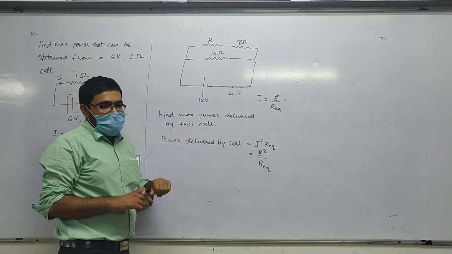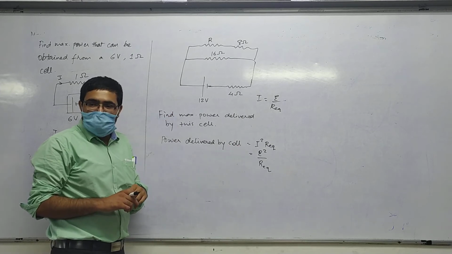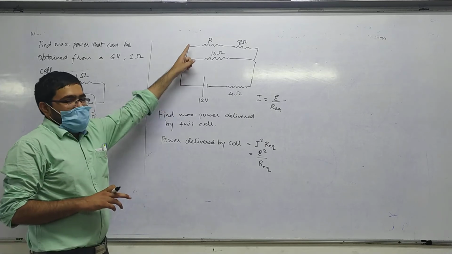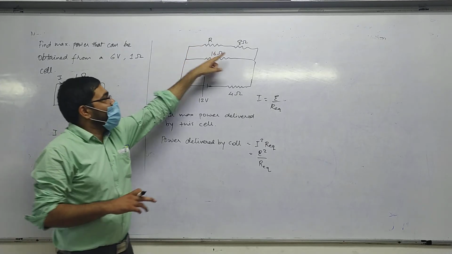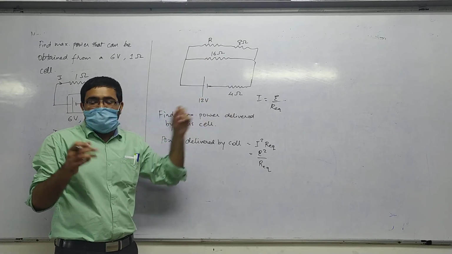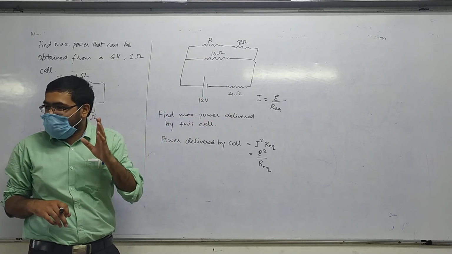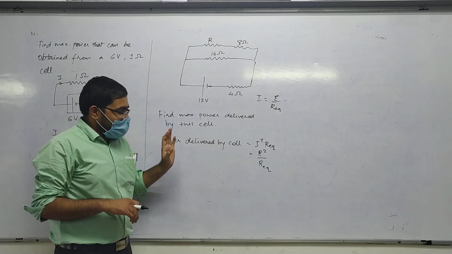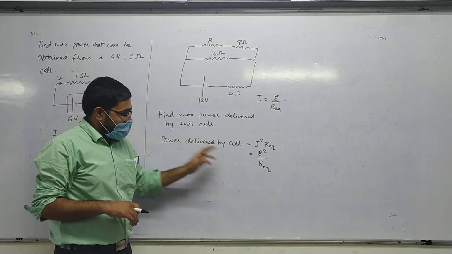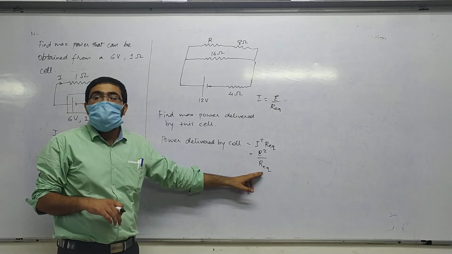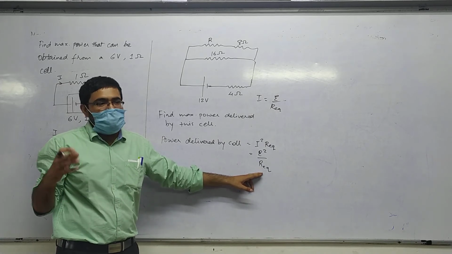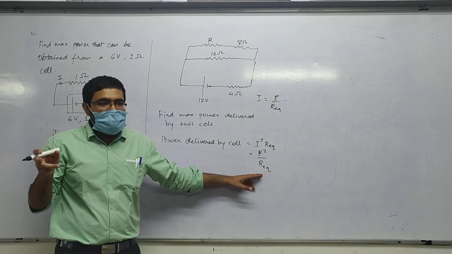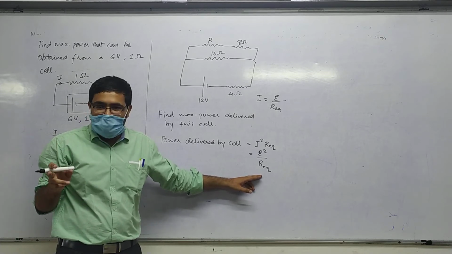What about R equivalent? Is that a constant? What does R equivalent depend on? Capital R. Is it fine? R equivalent only depends on capital R. Sure? Okay. Now look at this power delivered by cell. For power delivered to be maximum, R equivalent should be minimum. Zero is not possible, but minimum. Yes or no? Yes. Sure?